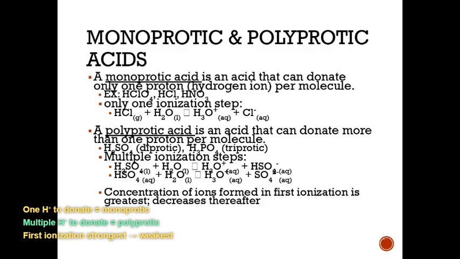The first ionization happens most completely because the acid is strongest at that point. As you remove protons, what's left becomes a weaker acid, so subsequent ionizations don't go as far. This explains why polyprotic acids behave differently in different pH ranges.